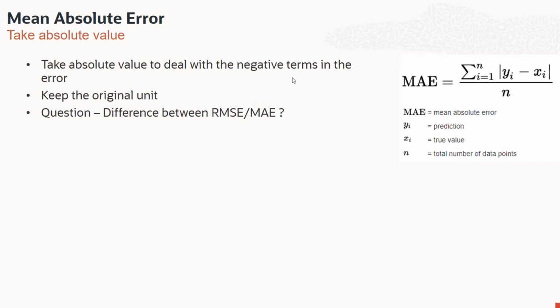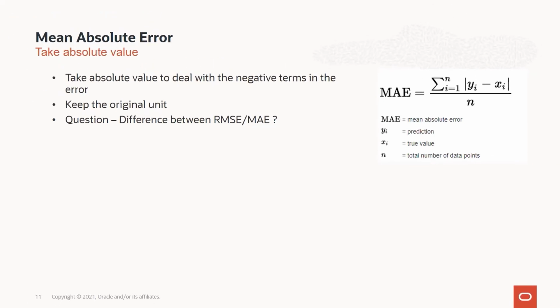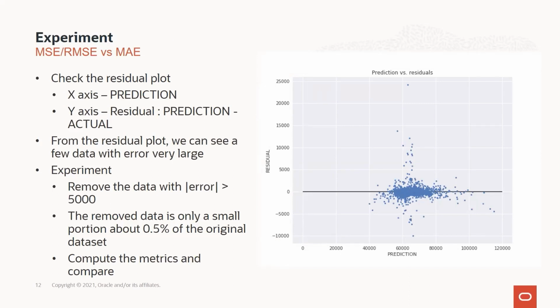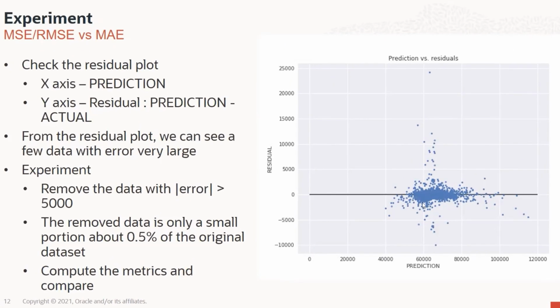We can keep the original unit and everything is fine. But the question is why people came up with this metric, and what is the difference from the approach of taking squares. So we can do some experiments. If you look at the residual plot, as I mentioned previously, in this model this is definitely what we call heteroscedasticity. In some regions we are not doing a good job, and we have a lot of outliers here.